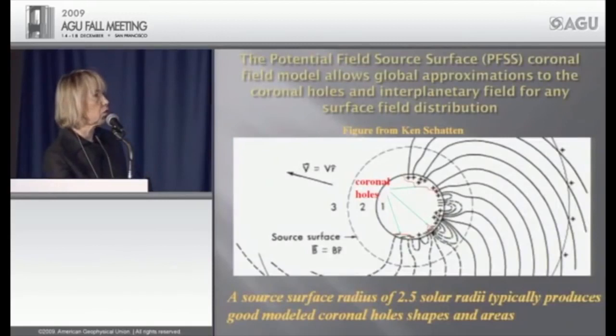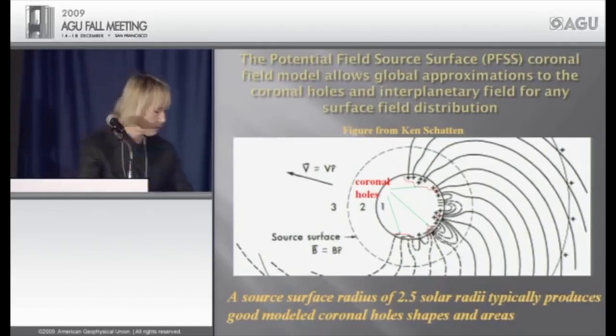One of the models we have to use is the potential field source surface model. It's not perfect, but it's simple. It allows us to evaluate, for any field pattern on the sun, the open and closed field regions, and therefore presumably the area of these open field footpoints through which the solar wind is reaching us.